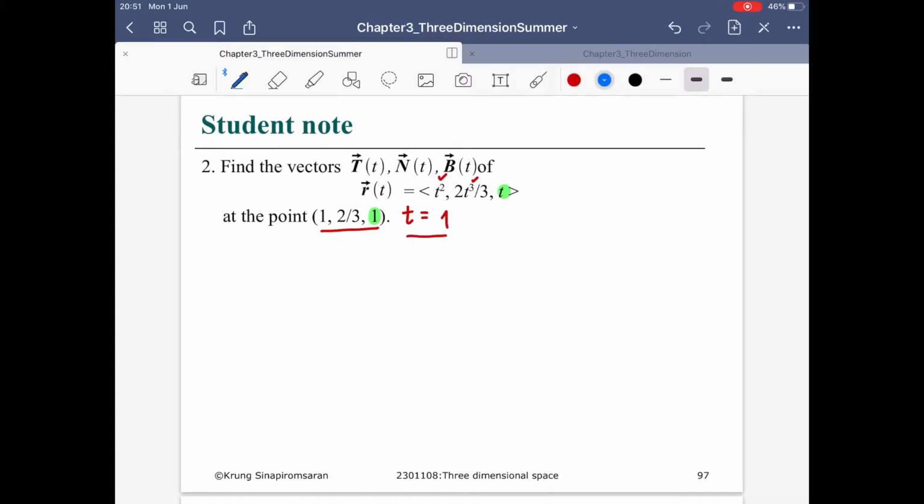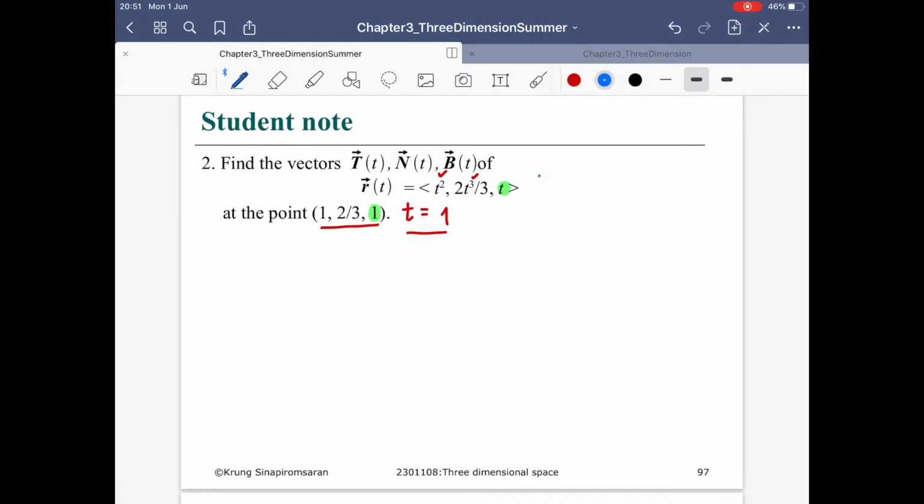So first you need to find the R prime. Let me do it here. Your R prime is 2t, 2t square, and 1, right? Because the 3 and the 3 will cancel, and you still have that 2 left.